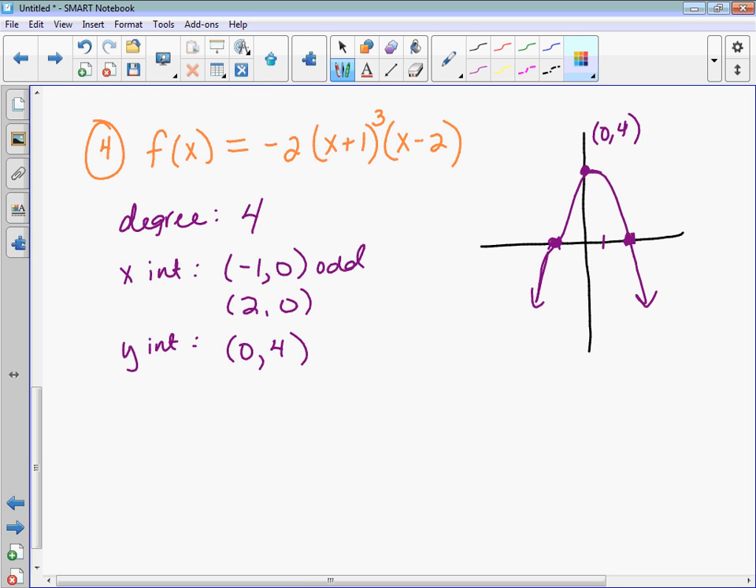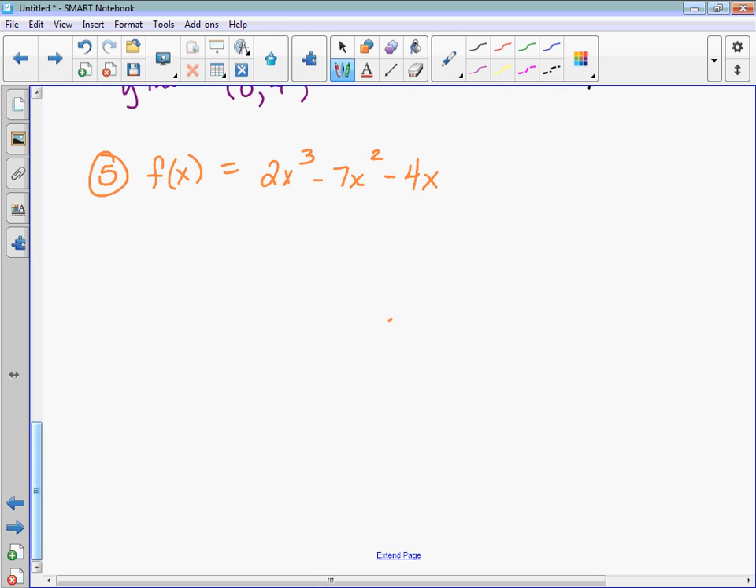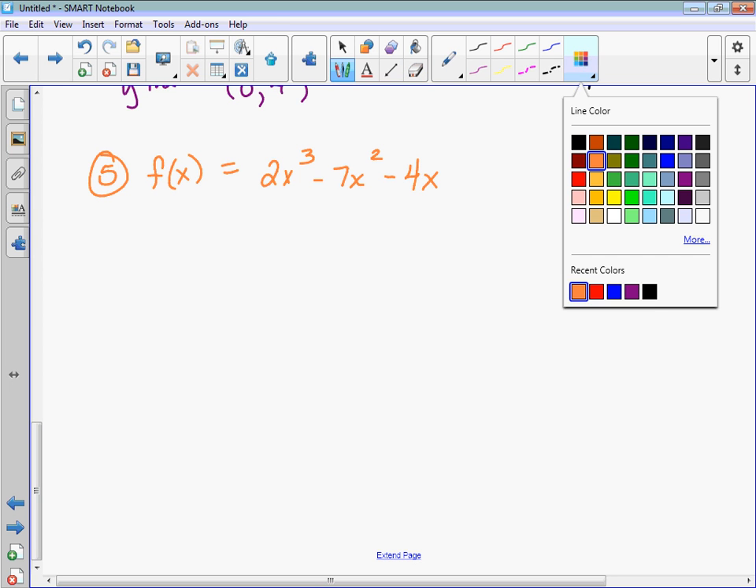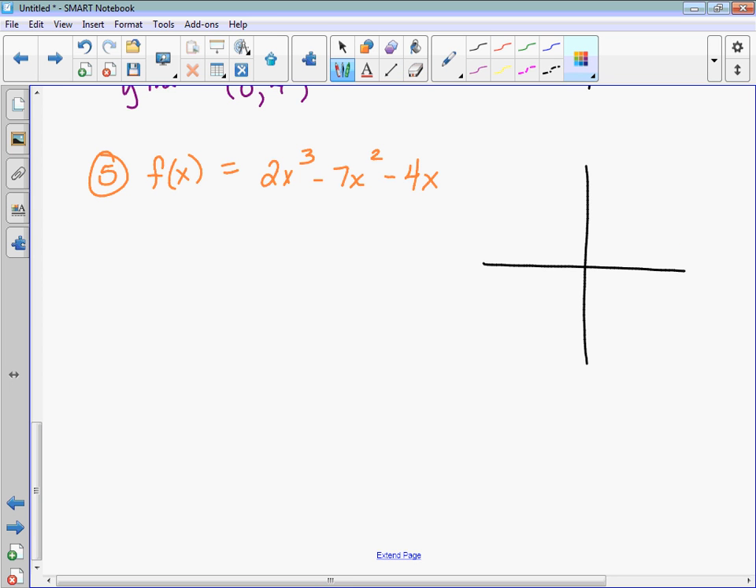All right. So let's try one that's not already in factored form. It's actually easier to see the degree and the y-intercept when it's not factored, but harder to see the x-intercepts. Okay, so you just have a little bit of work to do. 2x cubed minus 7x squared minus 4x. So same thing. Degree 3, x-intercept, y-intercept.